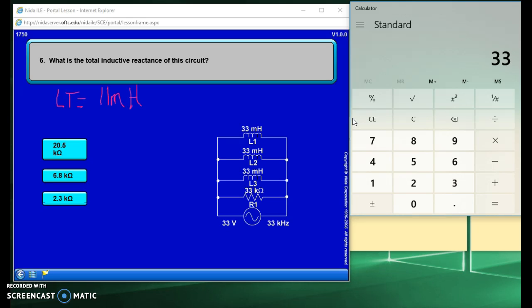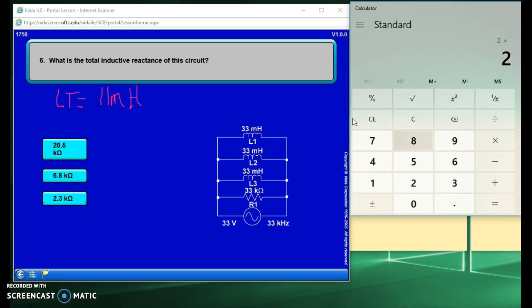It's just a nice little math trick, if you know it. So we're going to say 33 reciprocal plus 33 reciprocal plus 33 reciprocal, equals, and we're going to reciprocate that. And no surprise, 11 millihenries. So we arrived at the same answer because we knew the little math trick. So nothing too hard about that. So now we have to 2 pi FL this value here. So let's do that calculation.